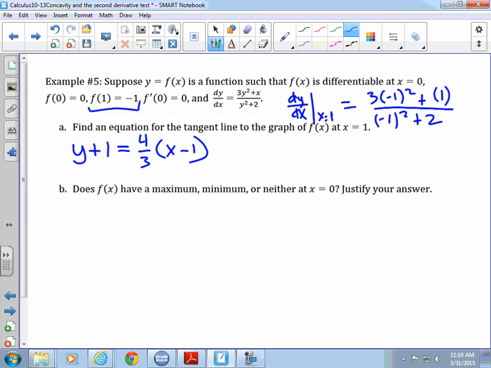So for a tangent line, you need x, y, and m. That one's not too terrible. We had to do a little bit of work. We had to make sure we were on the right x value. Other than that, it wasn't too terrible.